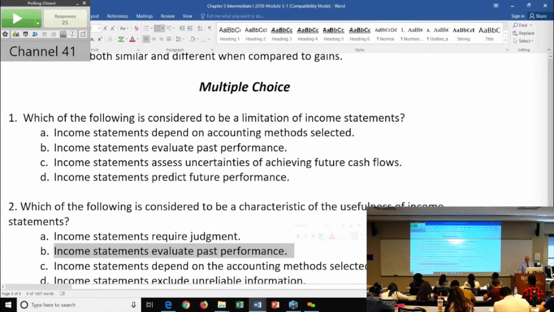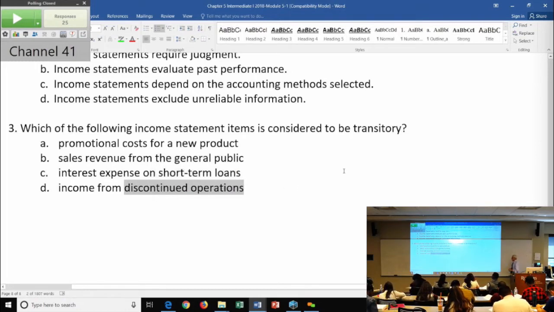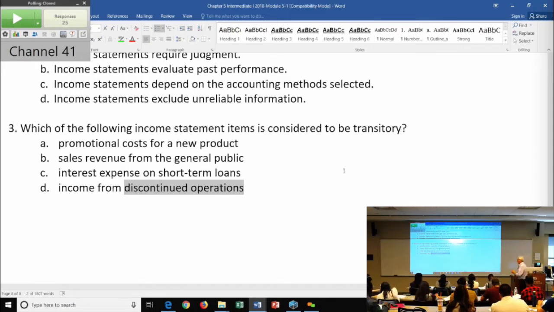And finally, number 3, transitory. The only one here that's transitory would be discontinued. All right, so that is our introduction to the income statement. Again, focusing on transitory and permanent components and income statement formats. We'll do a little bit more now. Any questions before we move ahead to module 2?